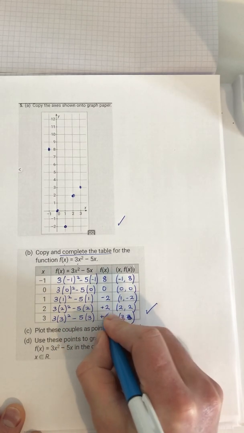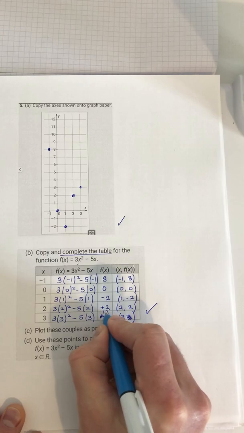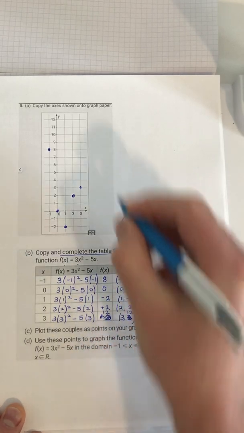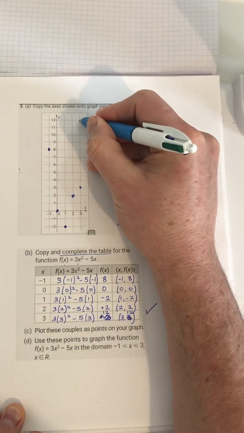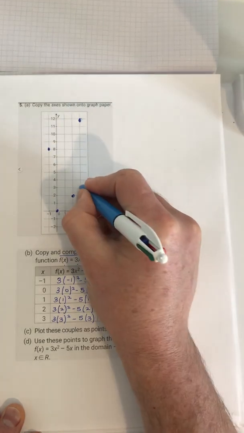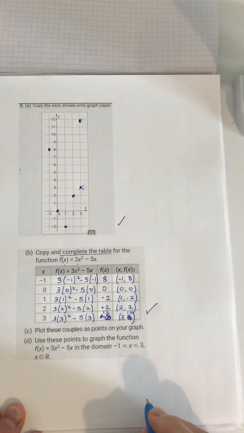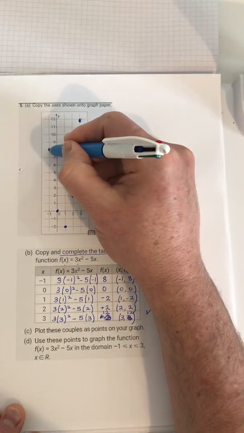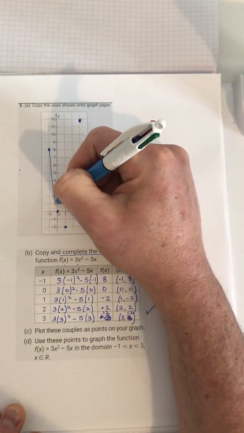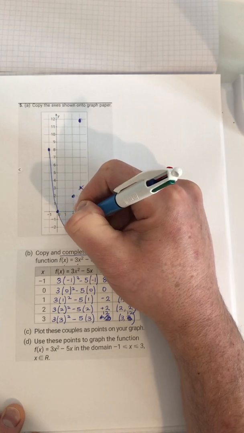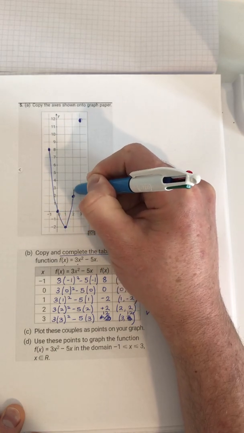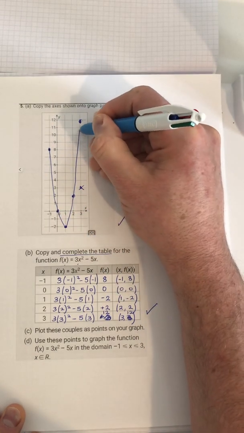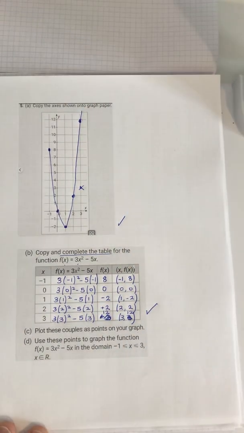7 there is incorrect. That should be 12. So 3 up to 12. So this one is wrong. Okay. And then we're going to join these points. Be careful not to include the wrong one. And we get a graph like so.